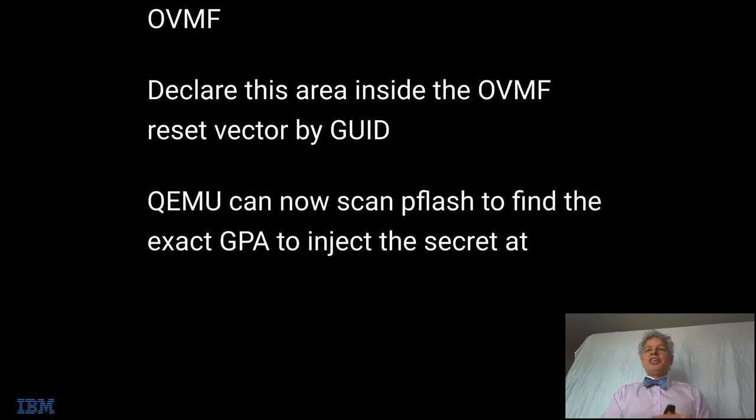QMU can now actually scan the PFlash image to find this GUID at the location we've placed it in at the reset vector. Once it has this GUID, it can then extract the parameters for the GPA to inject the secret at. And this means that this GPA value is known to both OVMF and to QMU.